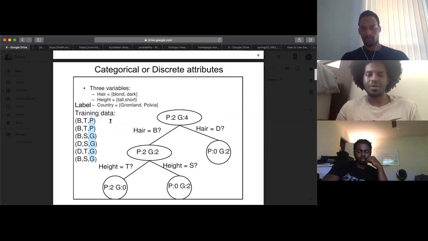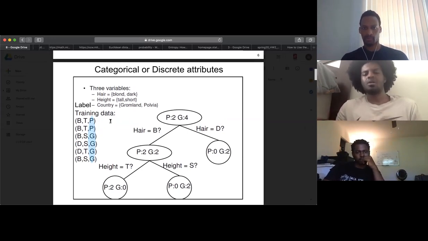You stop there. However, if you have blonde hair, it's 50-50. So you're going to need to split on the next best attribute, so you introduce the height. Whether you're tall or short, you can see that there's a clear split in the country that you come from, and then you end up with the output classifiers.